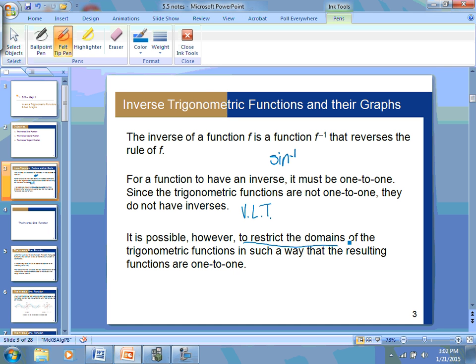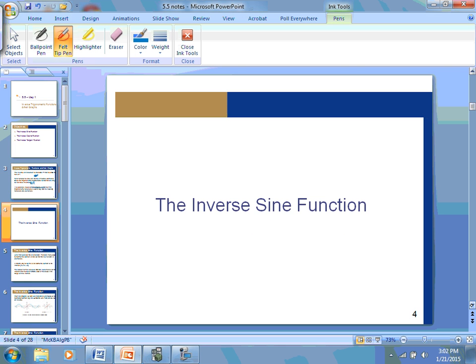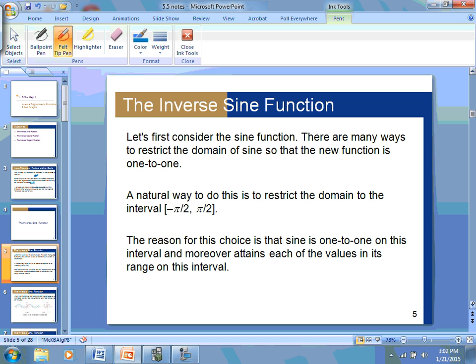So that means we're just going to look at a certain part of the sine function or a certain part of the cosine function so that they will pass the vertical line test. So let's take a look at the sine and cosine for today. In the next section of notes, we'll take a look at the tangent.